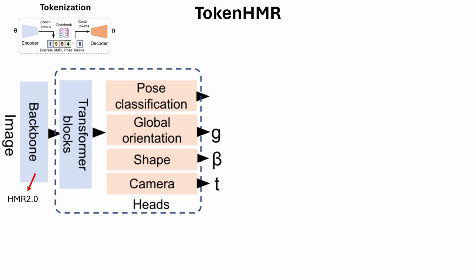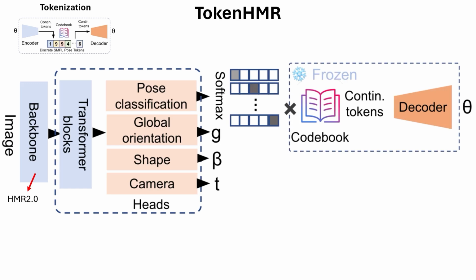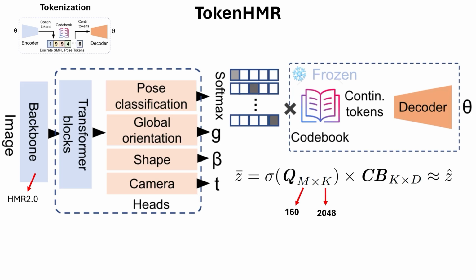But in TokenHMR, it does everything exactly the same as HMR2, except for poses, where it does something different. For poses, instead of directly outputting this theta parameter, it does something else. It says, okay, I have a different sort of token, which in the paper they denote as Q, and this Q has 160 different tokens, each of which is now a 2048-dimensional vector.